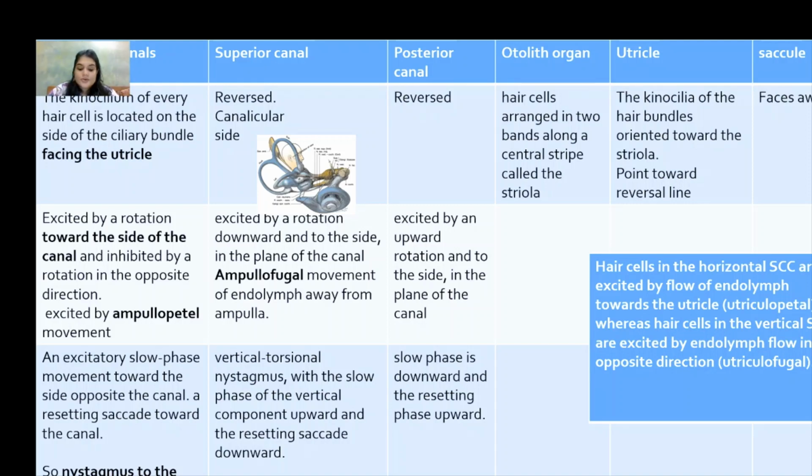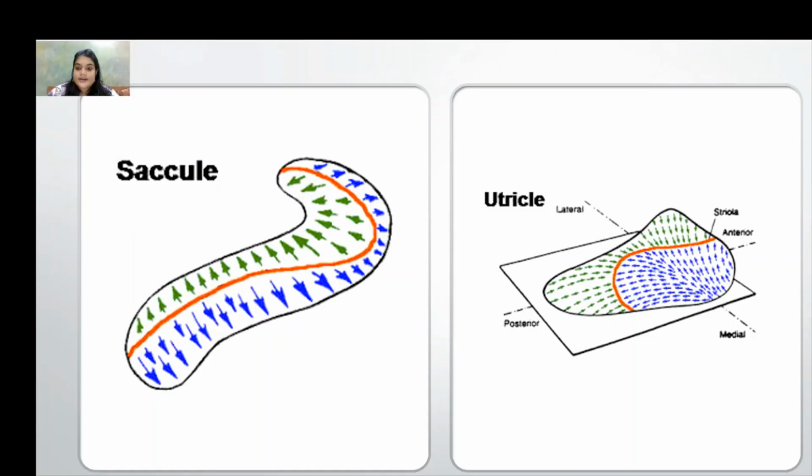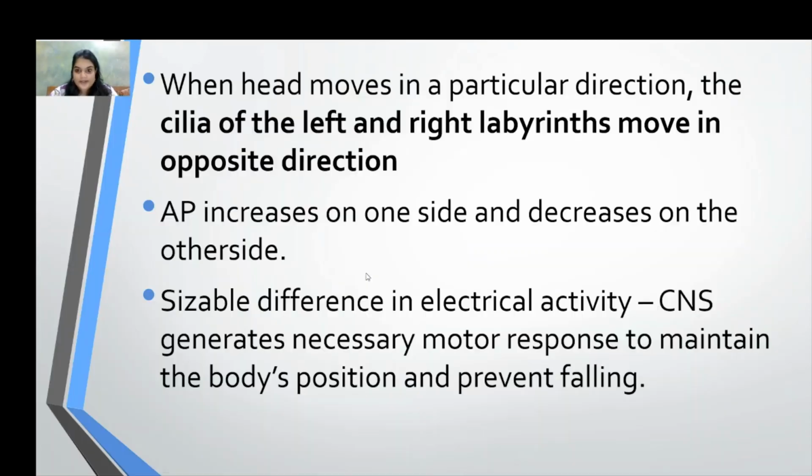It is so in the utricle, where the kinocilia are oriented towards the striaula. It will be towards the striaula on this side, and towards the striaula on this side. In the saccule, it is away from the striaula. So anyway, both sides will be oppositely oriented. So when one side is stimulated, the other side is inhibited.